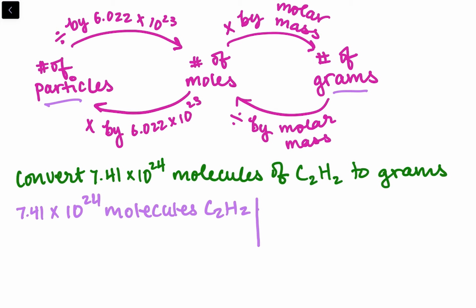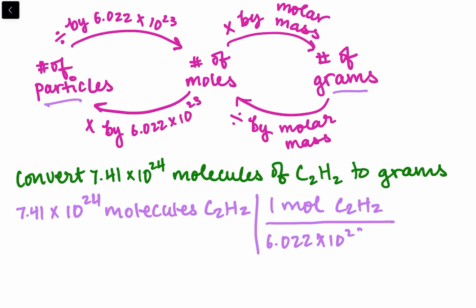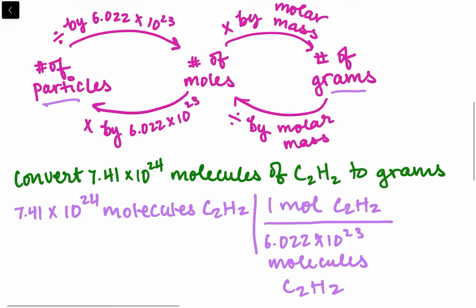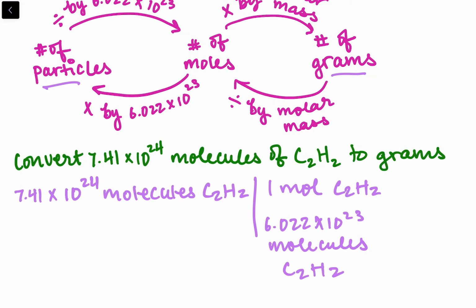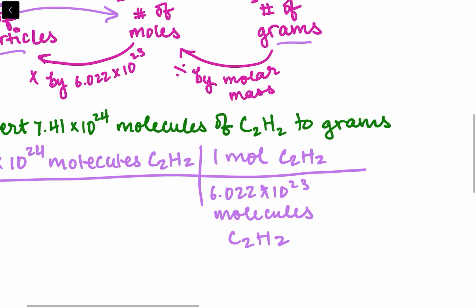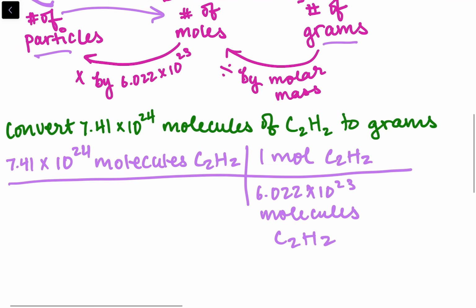But in 1 mole of C2H2, we have 6.022 times 10 to the power of 23 molecules of C2H2. Now, where did I get this? Once again, this is Avogadro's constant, and it is also seen in our diagram. Because we're trying to go from the number of particles to the number of moles, we divide right here. That makes complete sense, right? Because Avogadro's constant is in the denominator.